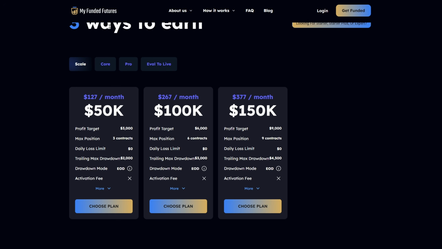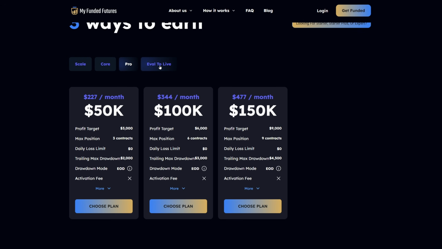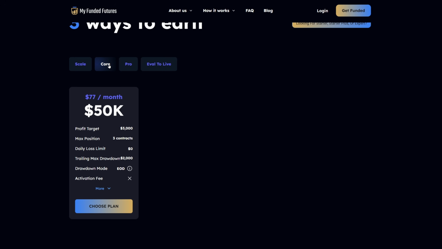So now we come over and we look real quick. We have what's called the scale, the core, and the pro accounts, along with the eval to live accounts. And the accounts that I currently have with My Fund Futures are the starter plans. Now we come over and we look, the core plan is essentially going to replace the starter plan.